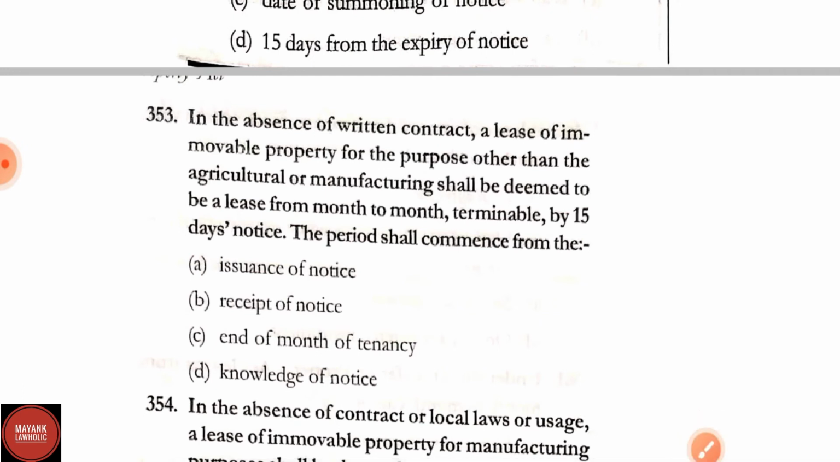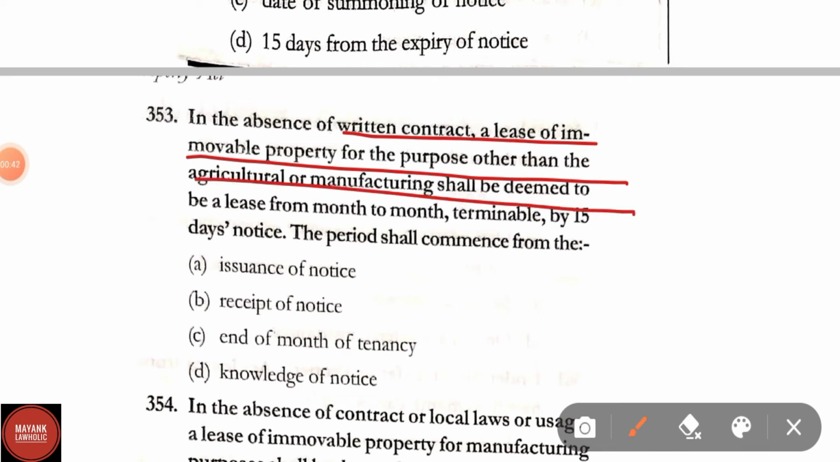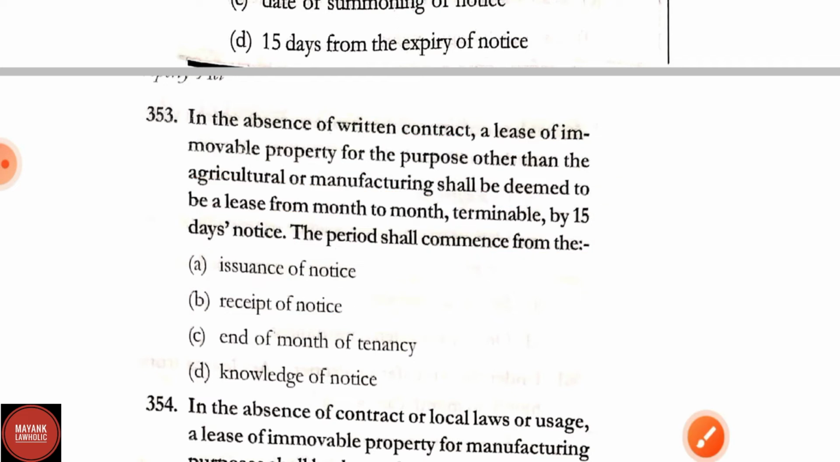Question number 353. In absence of a written contract, a lease of immovable property for the purpose other than agriculture or manufacturing shall be deemed to be a lease from month to month, terminable by 15 days' notice. The period shall commence from the receipt of notice. Option B is the right answer.